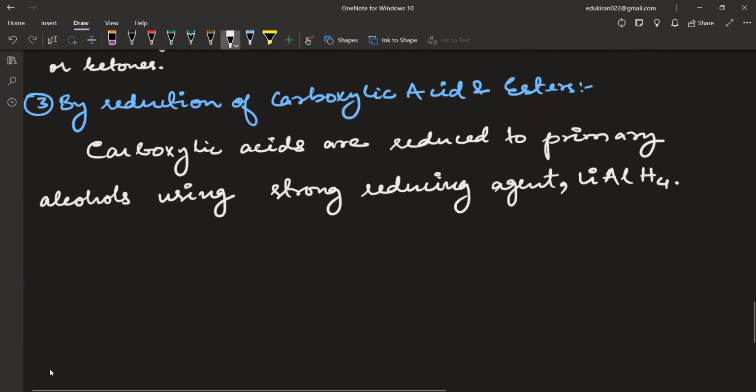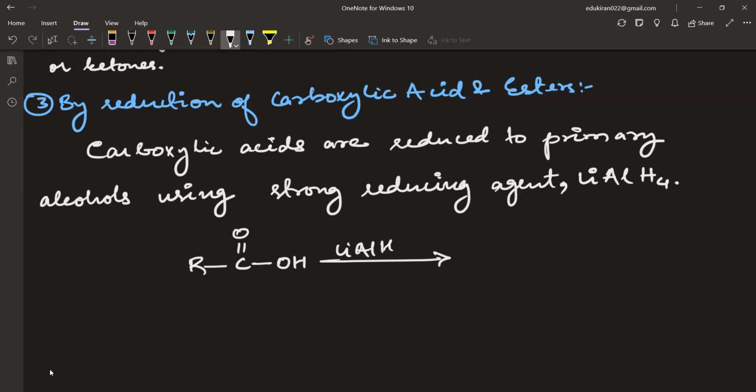Again, this reaction is also very easy to remember. We have R, C double bond O, and we have OH. When I use LiAlH4, then this oxygen is going to break and you will add 2 hydrogens on this carbon atom. So I will be getting R, this carbon atom will get CH2, and everything is as it is. Nothing has changed. Only this carbon atom is getting hydrogen.